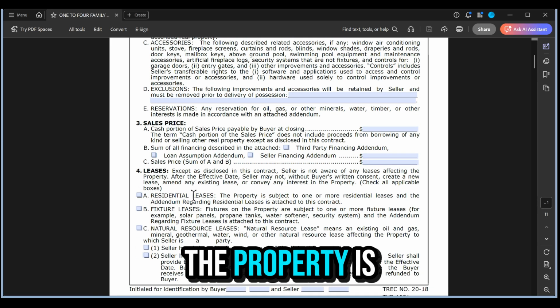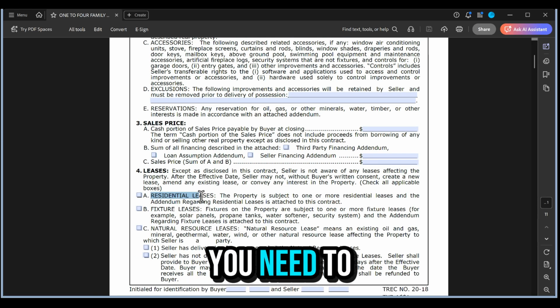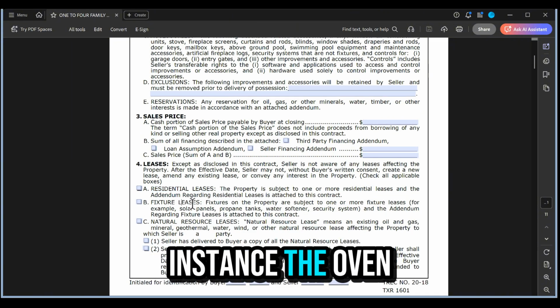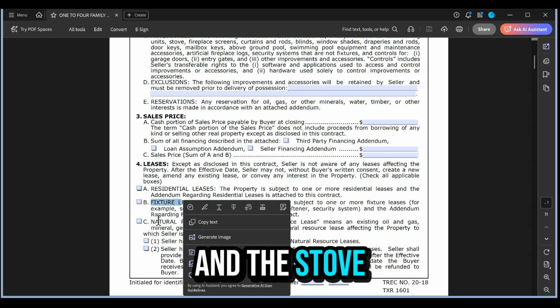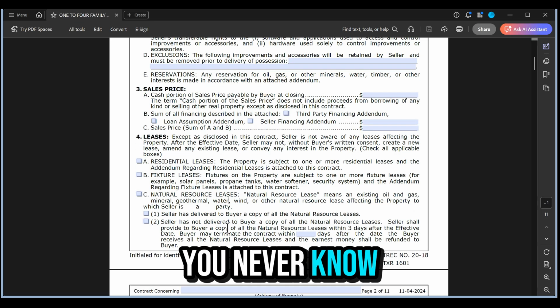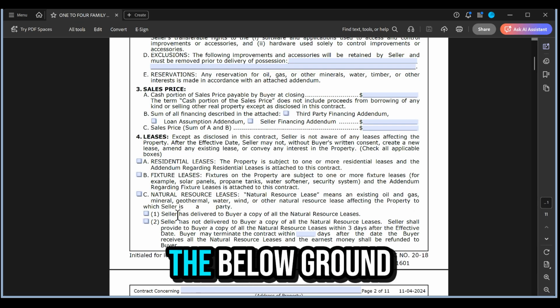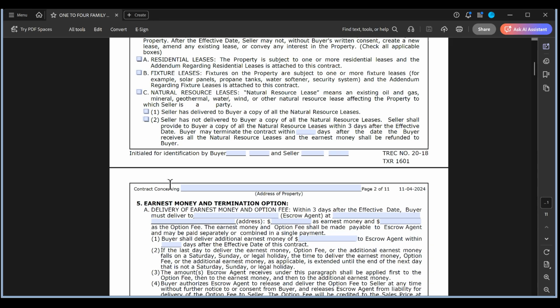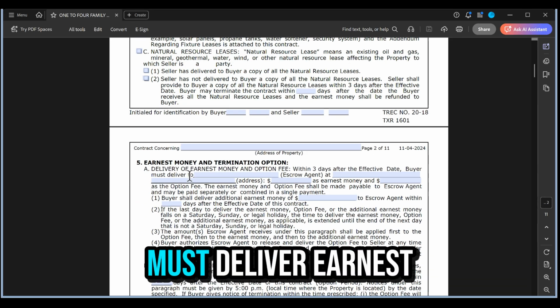If the property is leased out, then you need to collect the residential leases, fixture leases. Let's say, for instance, the oven and the stove are leased out. Natural resource leases: let's say there's oil there. You never know, there's gold there, and you lease the below ground. You need to put that in there. What else is in there? All right, must deliver earnest money.